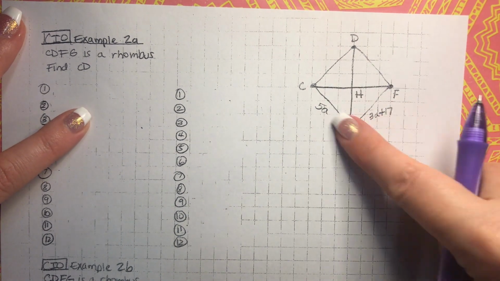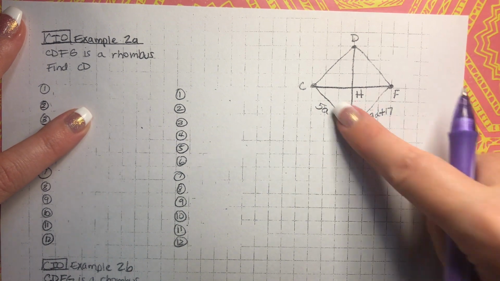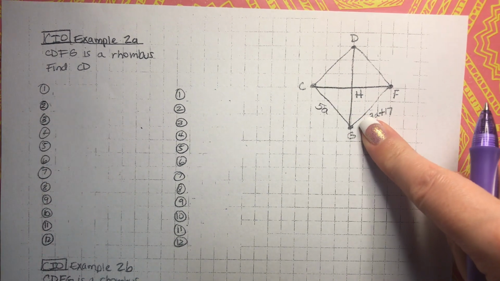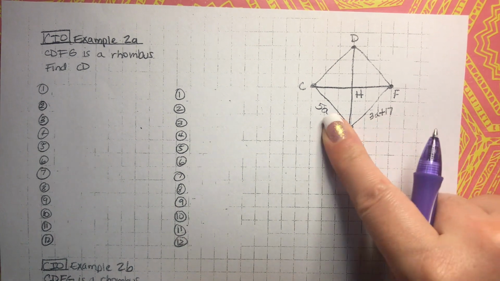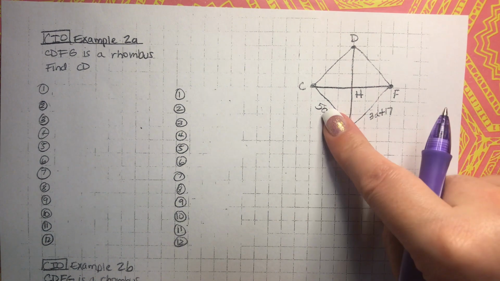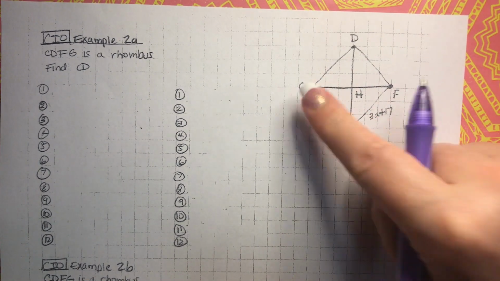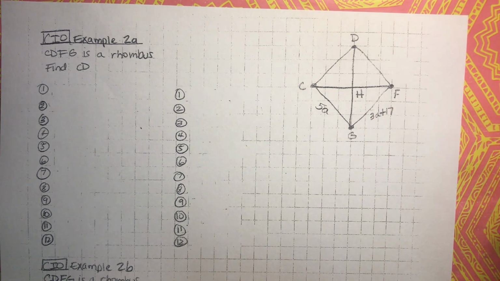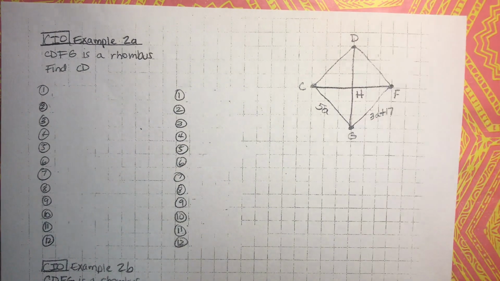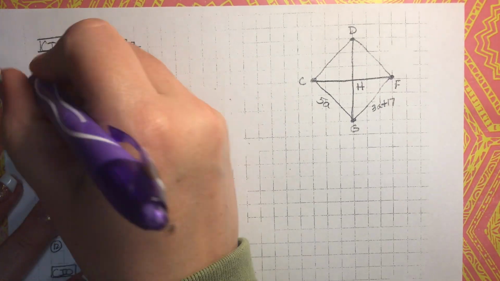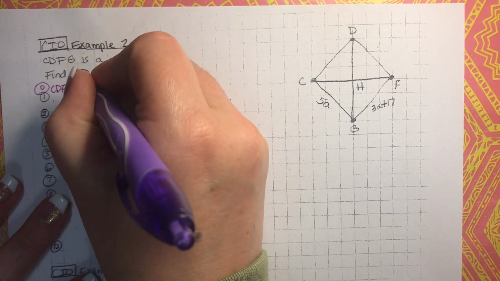If I'm able to figure out what these two sides are, they are the same, so I can set them equal to each other, and then I'll have my equation. Once I find out what a is, I can substitute it back in. I'd probably substitute it back in here, figure out what CG is, and then I know that CG and CD are the same because of the definition of a rhombus. Then I'd figure out what CD is. Sounds good? Let's do it. All right, so the first statement is just going to be that CDFG is a rhombus.